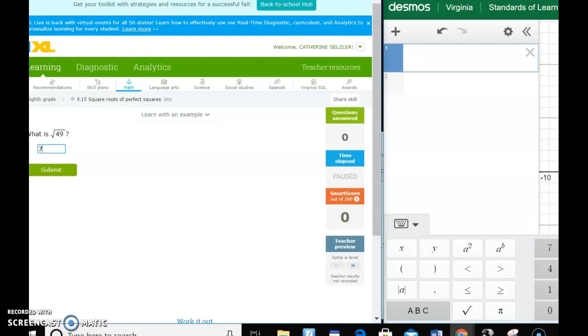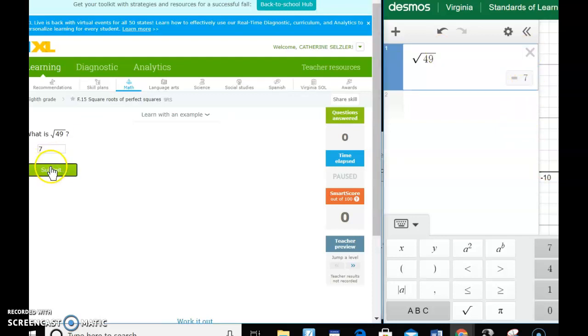How would I do that on here? Well, see this little button right here that looks a lot like that symbol in front of 49? That's your square root button, your radical sign. I'm going to put that in first and then just type in my 49. And sure enough, it tells me my answer is 7.